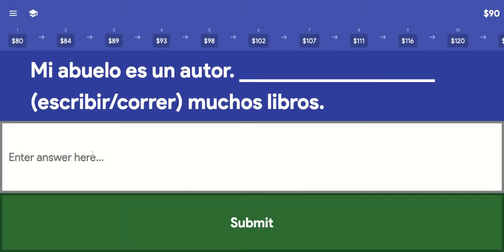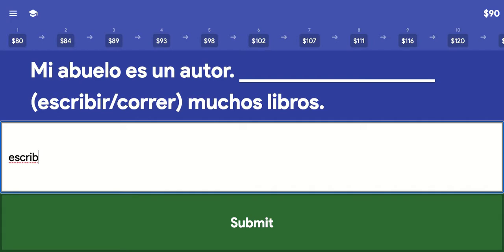All right, this one says, mi abuelo es un autor. Now, I don't know if you know the word autor, but autor means author. And it says escribir muchos libros or correr muchos libros. Well, chances are he probably doesn't run a lot of books. He probably writes a lot of books. And so I want to use this verb escribir. Now, who is it that's doing the action? Well, it's my grandfather. So it would be he. He writes a lot of books. And so I'm going to use this verb escribir, and I'm going to write down escri, and I'm going to drop off the IR ending.